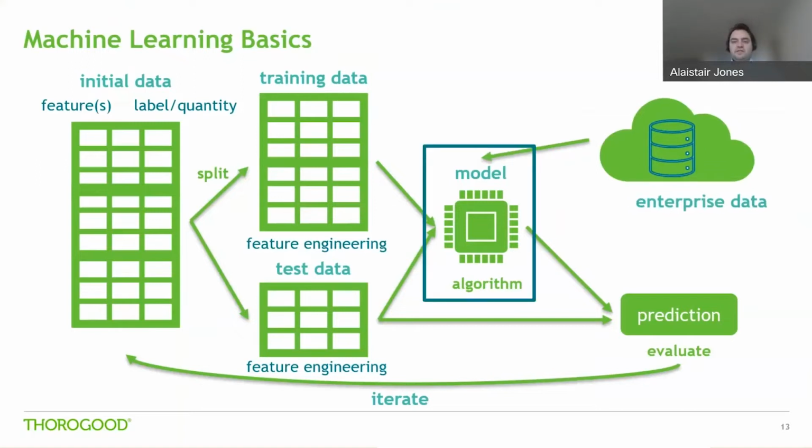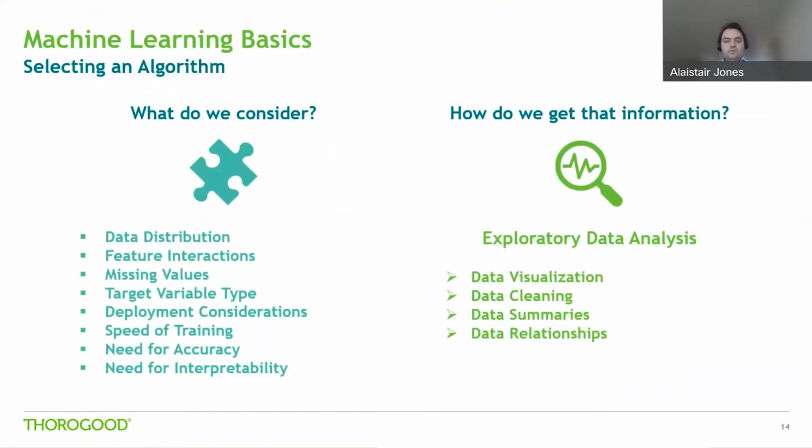I mentioned this as I was talking through that hypothetical example, but how do we decide which algorithm to use for our machine learning model? Well, we can make that determination through the use of exploratory data analytics. We can look at facets of our data that include data distribution, feature interactions, any missing values that we might have, variable type, need for accuracy, etc. This is on the left-hand side of the slide. How do we get there? How do we do this analysis?